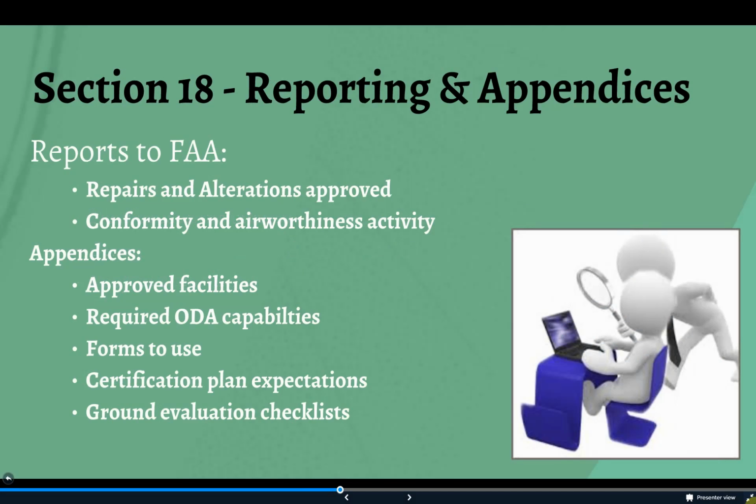Closing out the Westar manual is Section 18 that defines the reports the ODA must generate and submit to the FAA so that they have insight into all the work that may be happening with regard to repairs and alterations, as well as conformity and airworthiness certification. And finally, the appendices mentioned throughout the video that capture the ODA responsibilities agreed to, the organizational structure, the approved facilities, required capabilities, forms used by the ODA, certification plan expectations, format requirements for airplane flight manual supplements, instructions for continued airworthiness, and the new aircraft ground evaluation checklists.